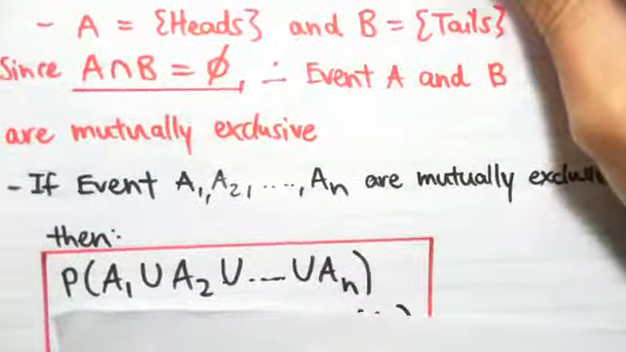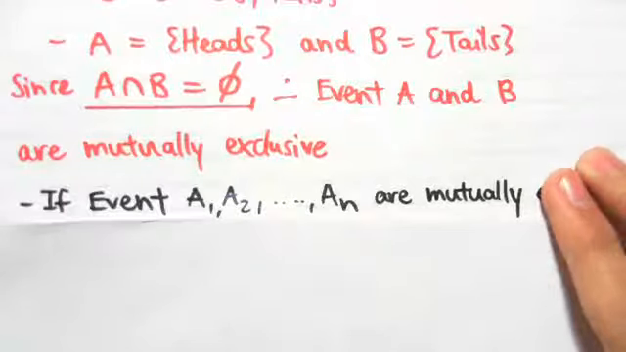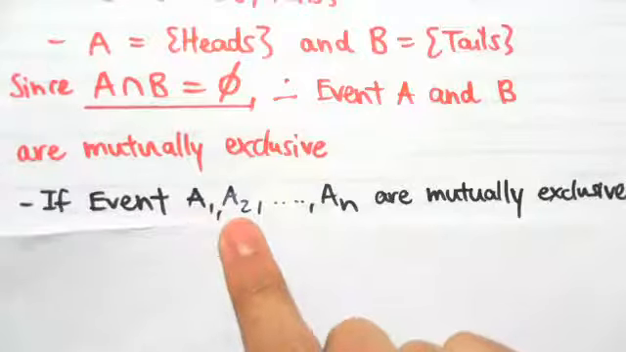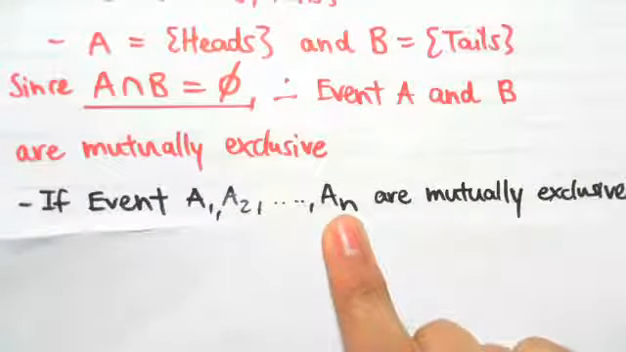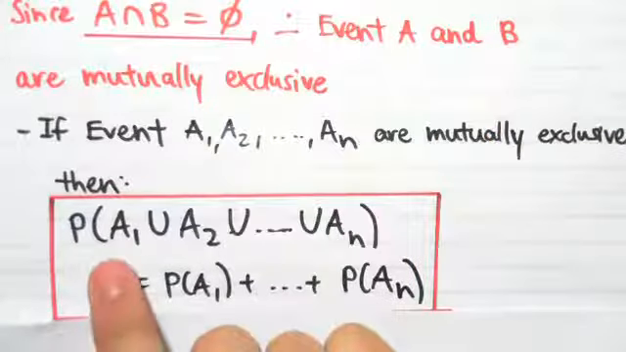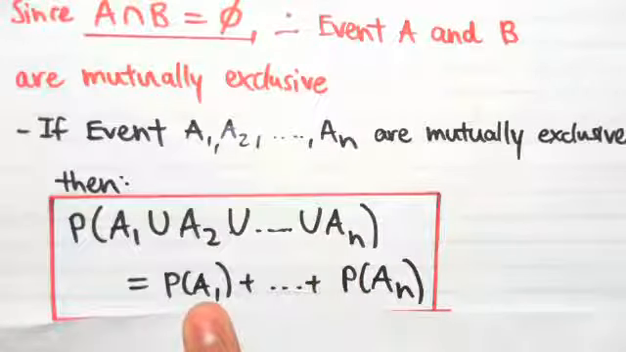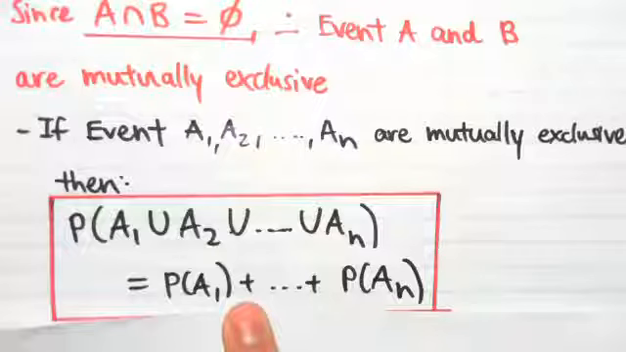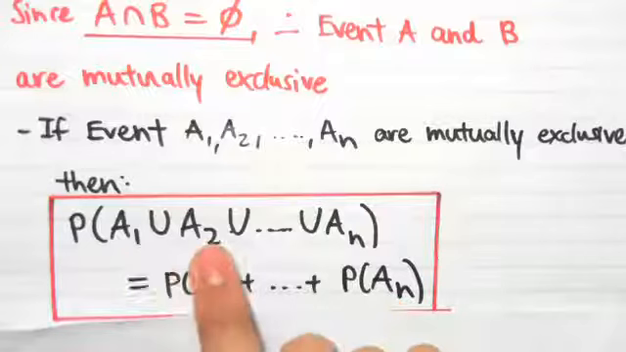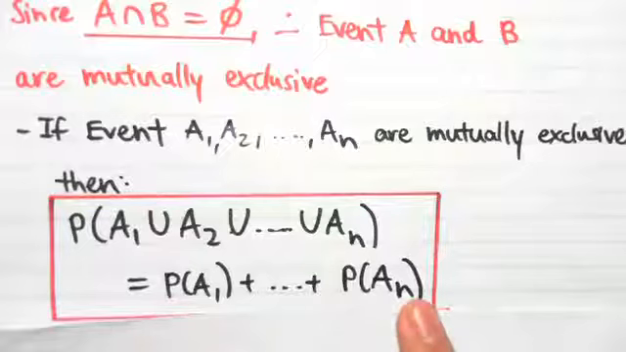Let's say we have many events, and we call them A1, A2, up to An. If they were all mutually exclusive, or in other words, if the intersection of A1, A2, all the way to An is the empty set, then the probability of A1 or A2 or An occurring is equal to the probability of A1 plus the probability of A2, all the way to the probability of An. The union here means A1 or A2 or An, and that's equal to the sum of all the probabilities.